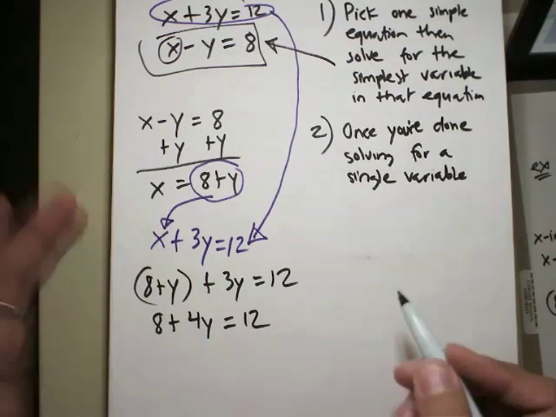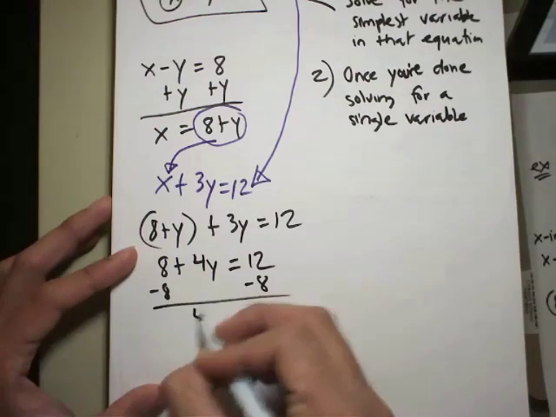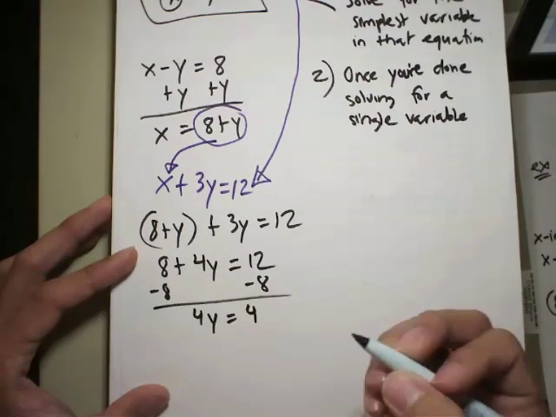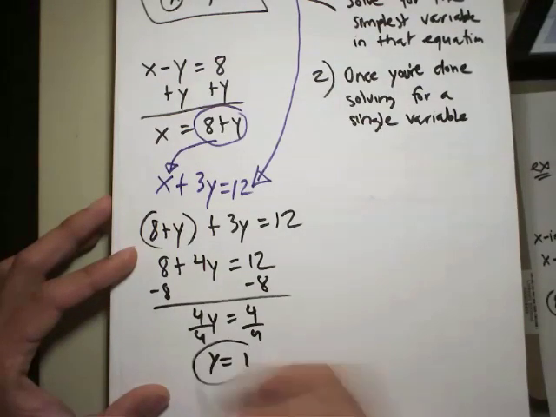And now it's just a regular equation. I can solve for y by subtracting 8 from both sides. I got 4y equals 4, divided by 4, y is 1. Now I got the y component.